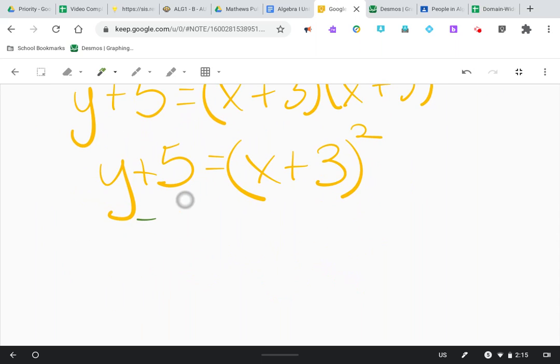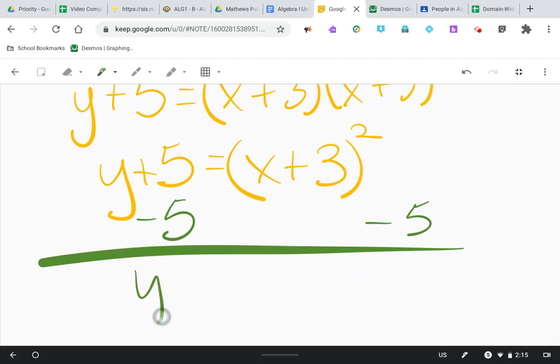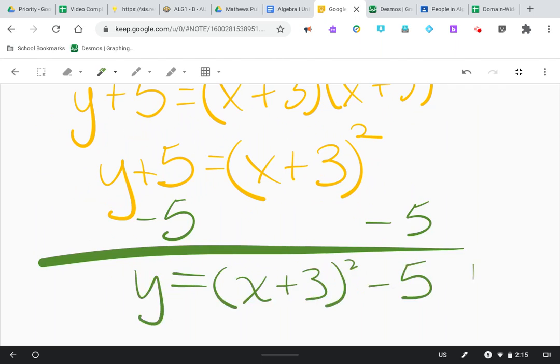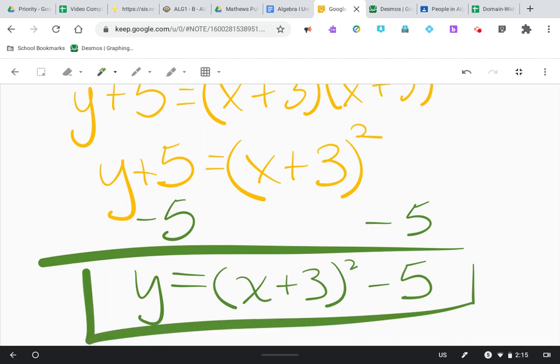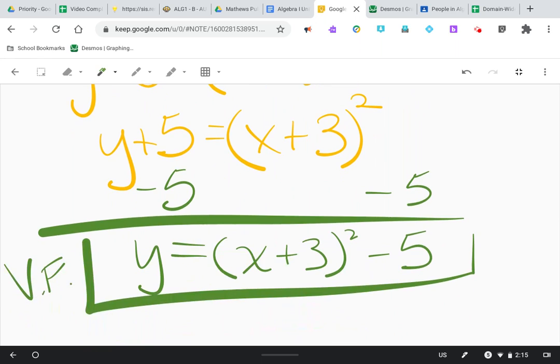And then the last step is to move this 5 back over, leaving me with y equals x plus 3 squared minus 5. And now we're in vertex form. So then we would be able to graph the vertex. The vertex of this would be -3, -5.